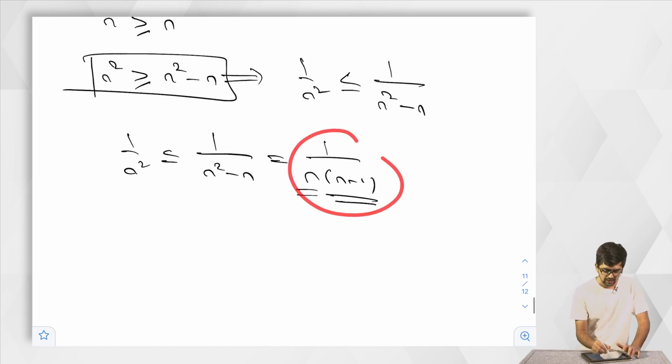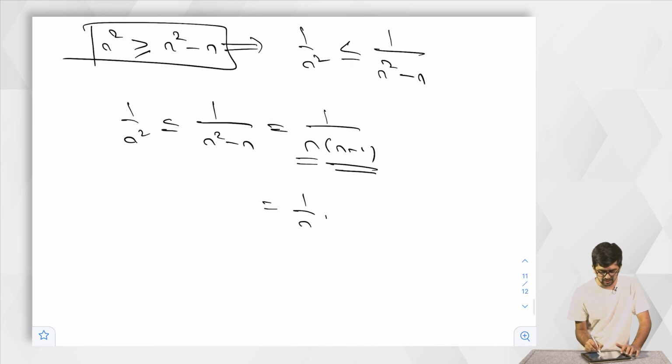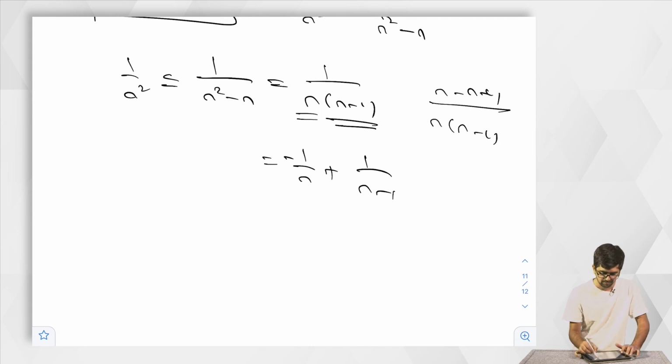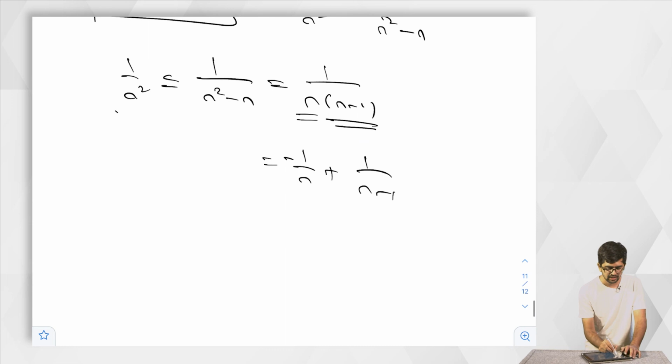So this thing we are writing as 1 by n minus 1 minus 1 by n, right? n minus 1 minus n is just minus 1, so this is maybe plus. So what is this? Let me just check quickly. n times n minus 1, n minus n plus 1. Yeah, that is correct. Okay, so we have this. So 1 by n square is less than or equal to this.